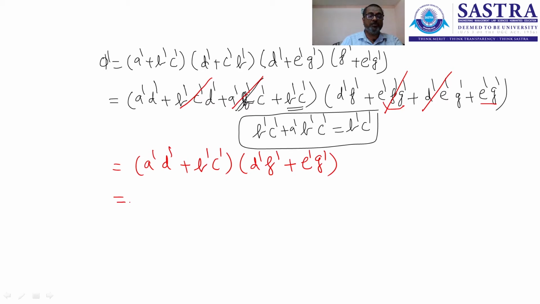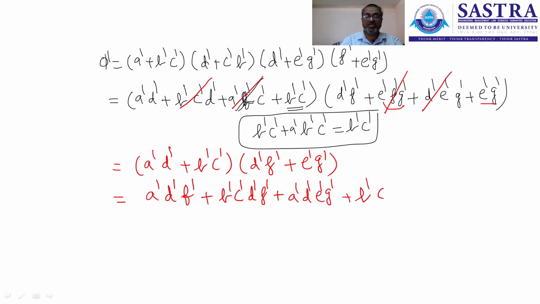Now I will simplify this further. I have A'D'F' + B'C'D'F' + A'D'E'G' + B'C'E'G'. So now I have 4 terms: A'D'F', B'C'D'F', A'D'E'G', and B'C'E'G'.